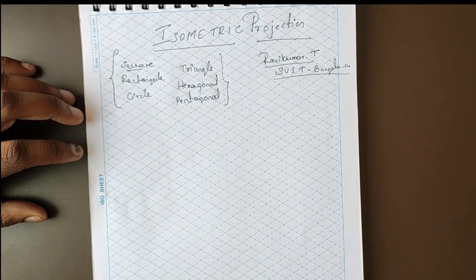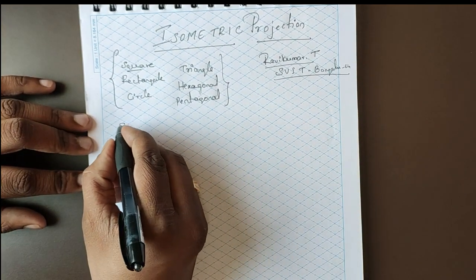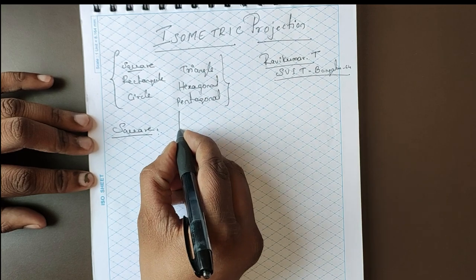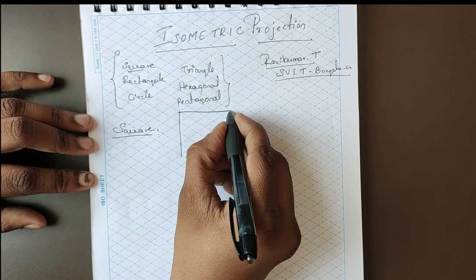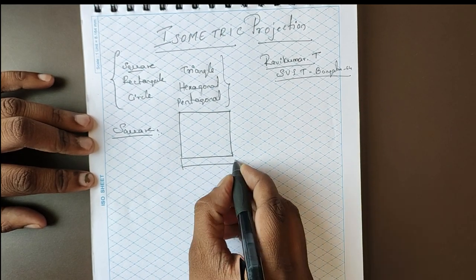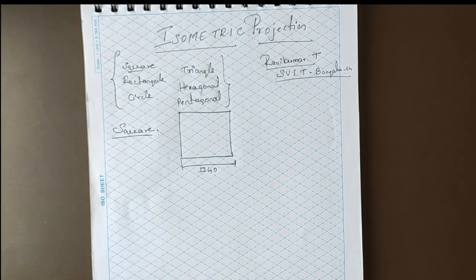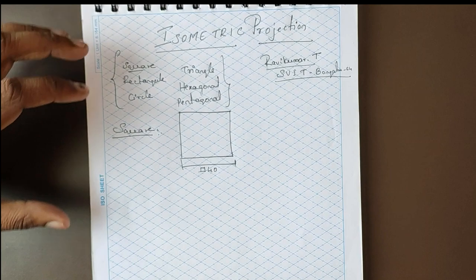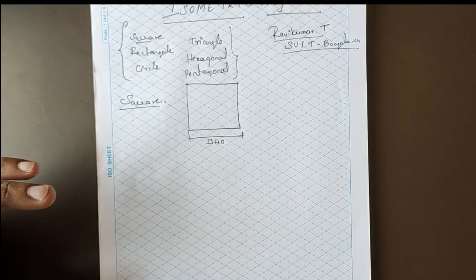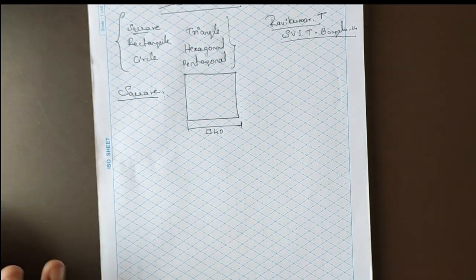They'll give a 40 by 40 square. First, write a square. So I'll take a 40 by 40 square, and we shall see how to construct it. Whatever sheet I am using here is already converted into iso scale. This is already an isometric sheet.